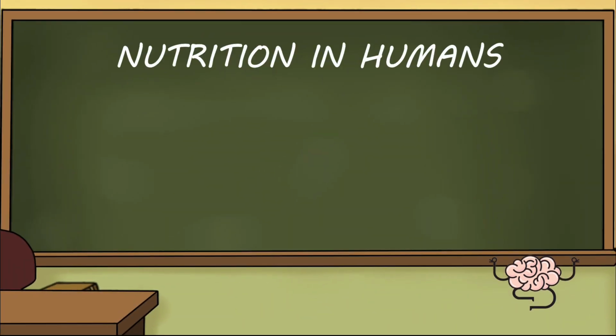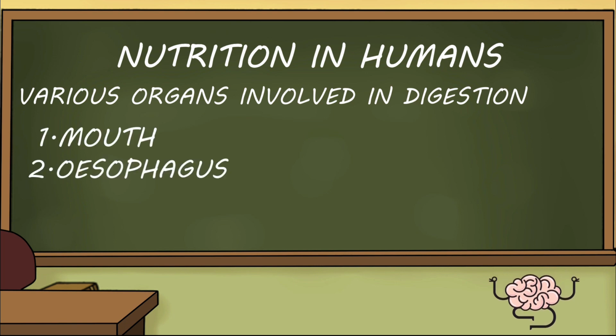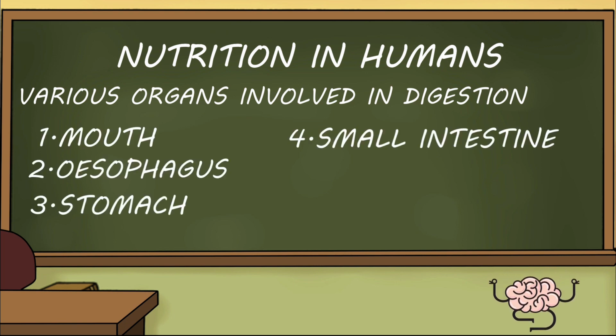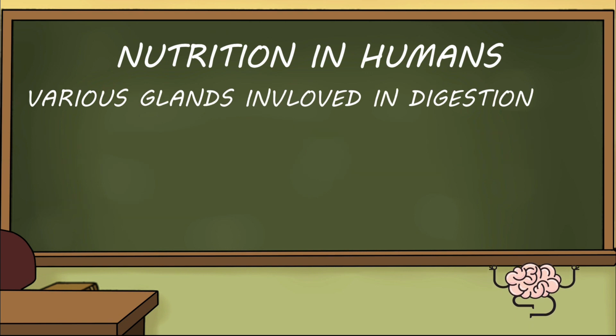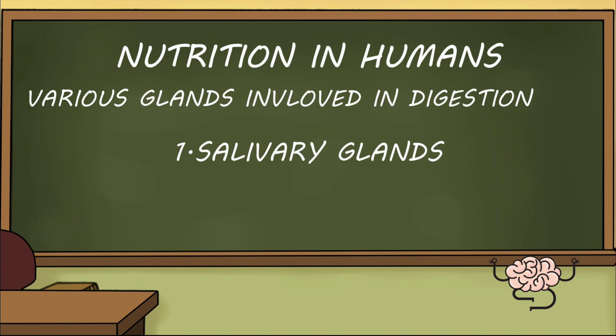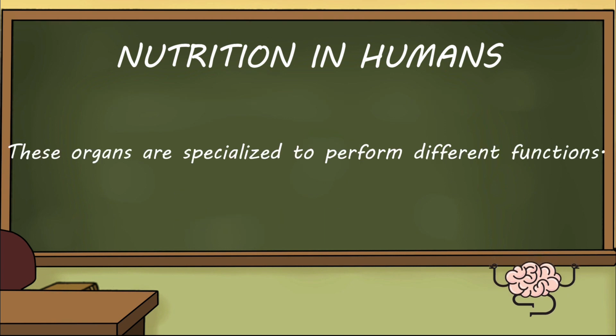Nutrition in human beings. The various organs of the human digestive system are the mouth, esophagus, stomach, small intestine and large intestine. The glands associated with the human digestive system are the salivary gland, liver and pancreas. These organs are specialized to perform different functions. We shall discuss this process here.